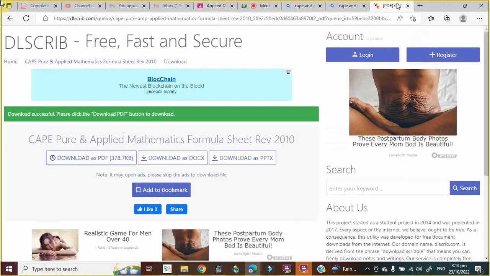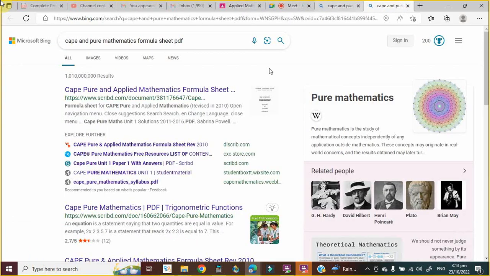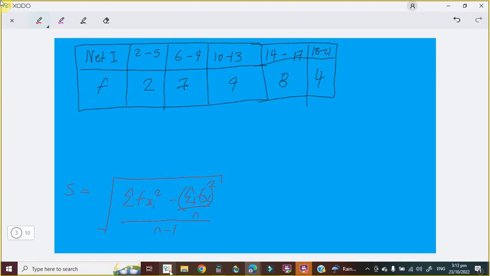Alright, that's the CAPE Pure Math one, and a little bit of applied is on it, but we want to look at that. Alright, so as we were saying, we were doing this question now. We want to find out the standard deviation. So we use this formula for standard deviation since it's grouped data. So the first thing we have to do is write down our xi, and xi again, Tristan, is what? Midpoint. We use midpoint to represent our x values, right?